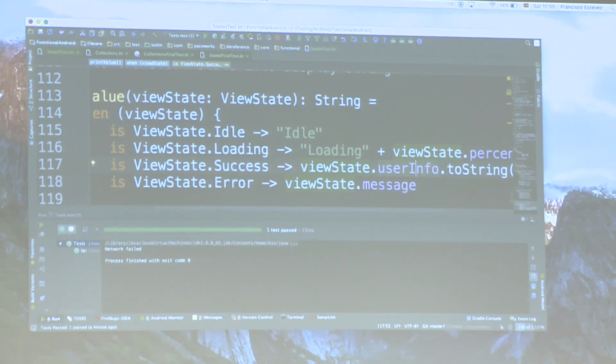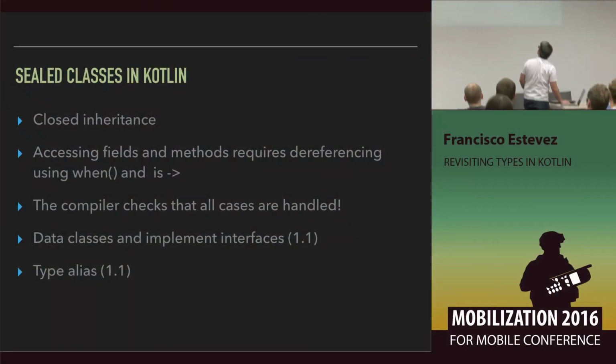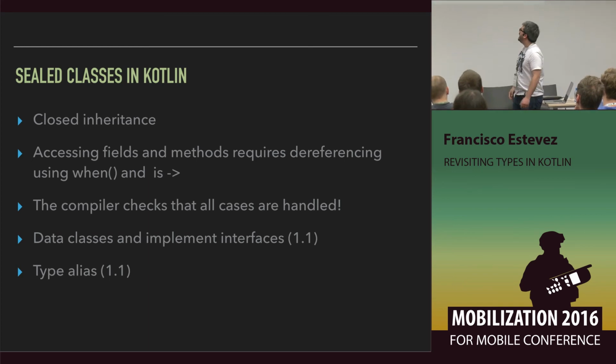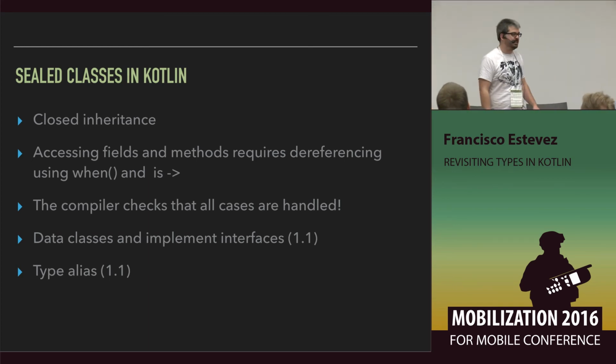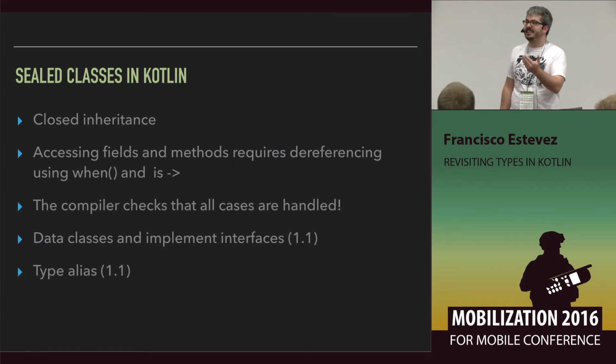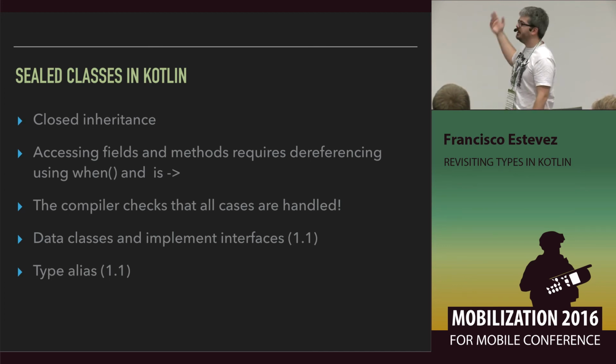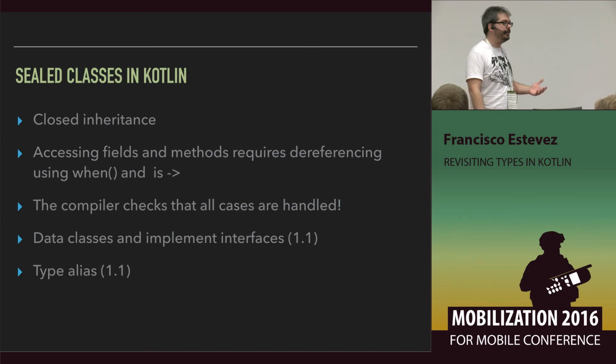Let's get the pointer back. Yes, OK. So you use when, you use is, and the compiler checks that all cases are handled for you. The next part is that inside sealed classes, each one of the internal elements can be a data class if you want it to represent pure data, and they can also implement interfaces. But that only works in Kotlin starting from 1.1.